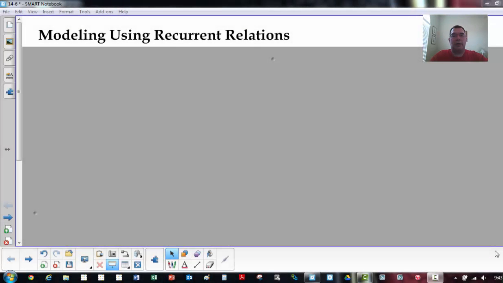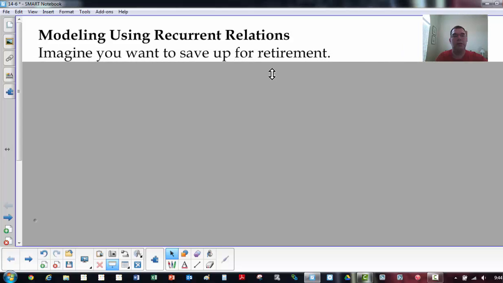Hello again. This is our last lesson in this unit on recurrence relations. We are going to talk about modeling recurrence relations and how sometimes that's more practical than using the recursive definition of those sequences. So here's an example.